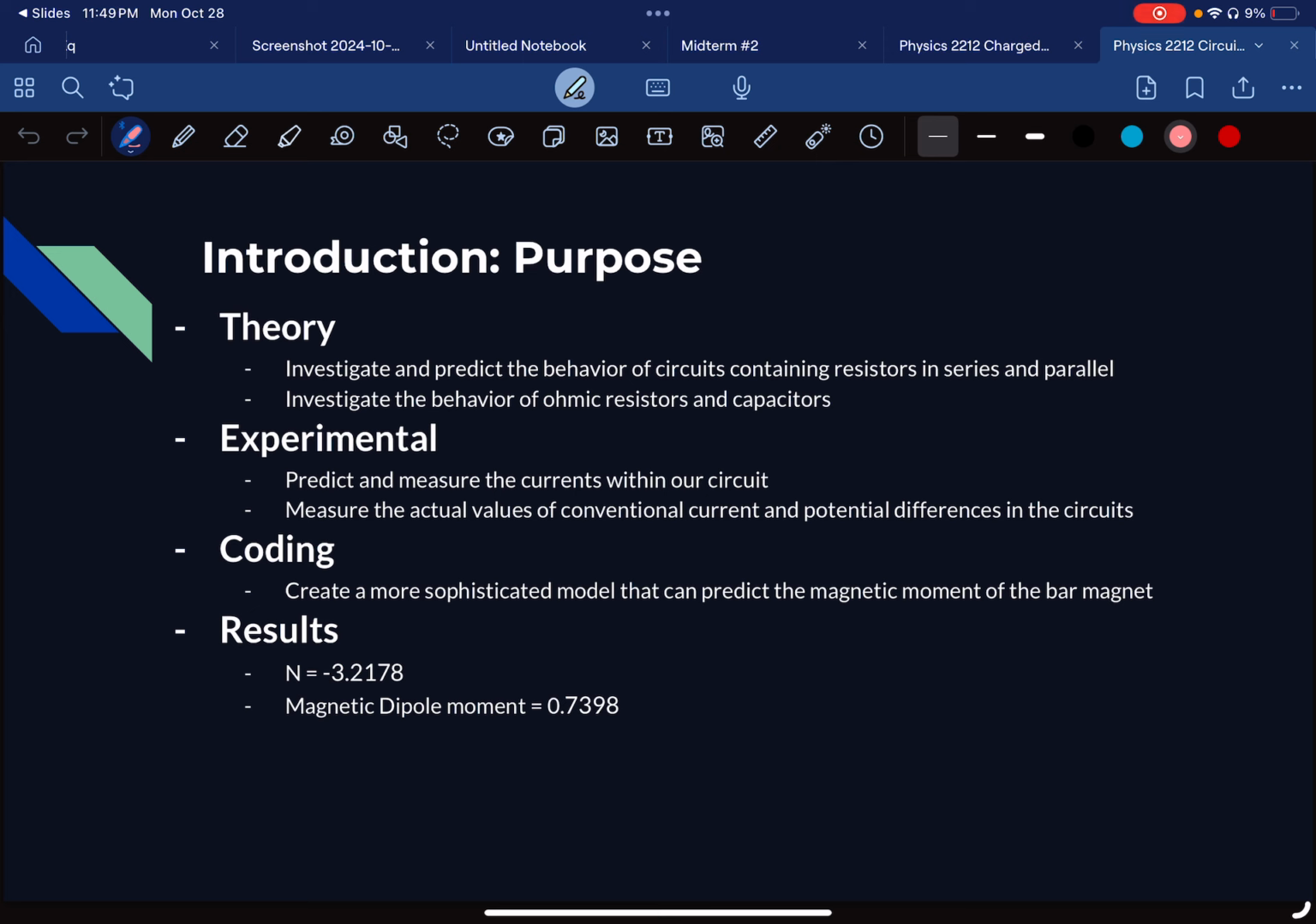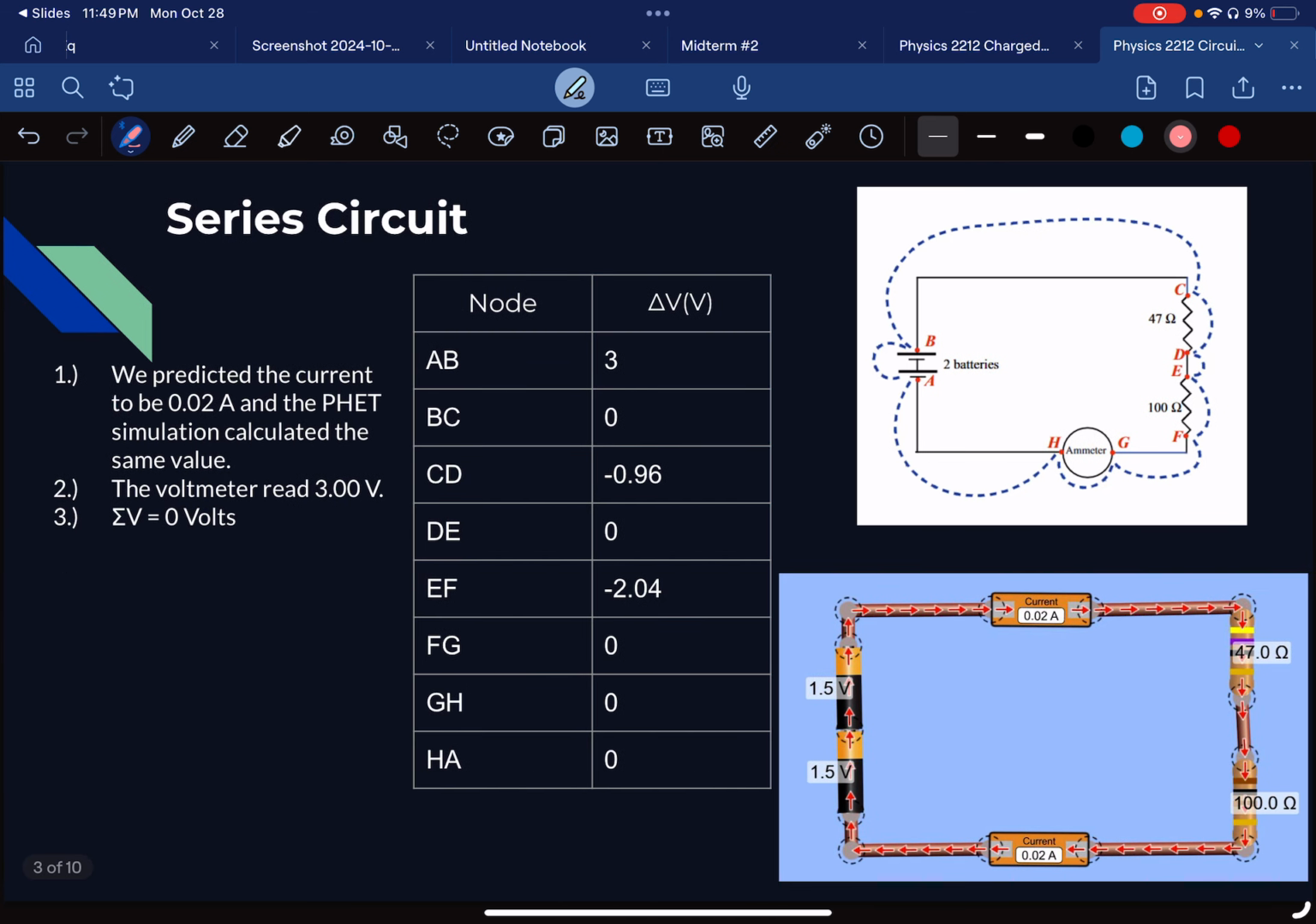Circuits. So this is the introduction. The purpose today is we're going to investigate and predict the behavior of circuits containing resistors in series and parallel, and we will be displaying that with a PhET simulator. And we'll be investigating the behavior of ohmic resistors and capacitors as well, and we want to be able to predict and measure the currents within our circuit, and of course we want to measure the actual values of conventional current and potential differences within the circuits.